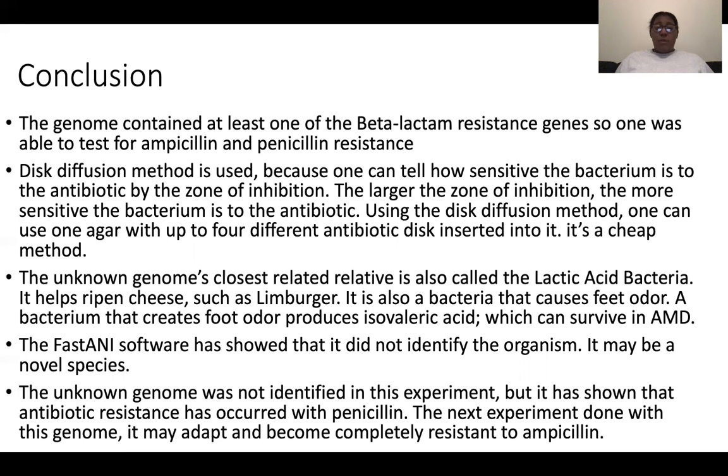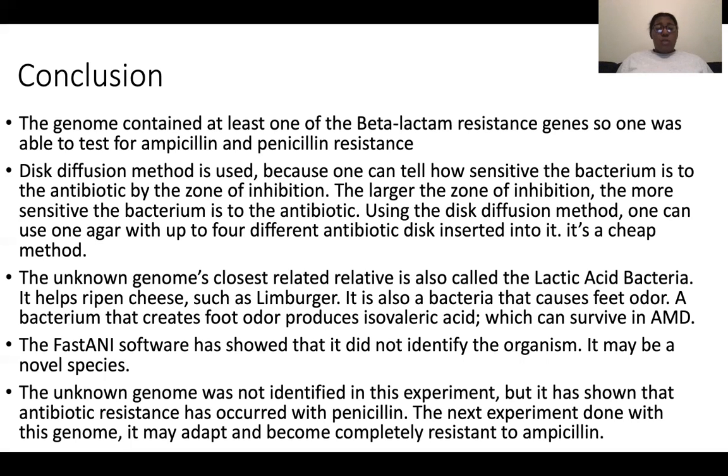see because at 20 micrograms on the ampicillin plate, it was bigger than the zone of inhibition at 10 micrograms. Using the disc diffusion method, one can use one agar with up to 4 different antibiotic discs inserted into it, so it becomes a cheaper method to use. Concentrations for ampicillin and penicillin were different because the minimum inhibitory concentration was trying to be determined.